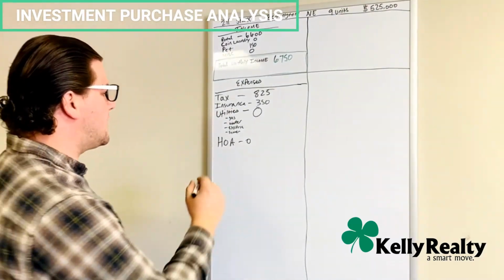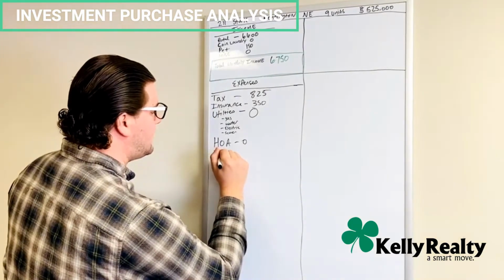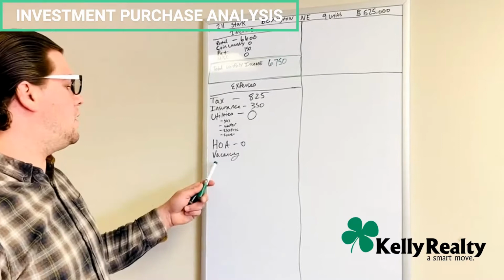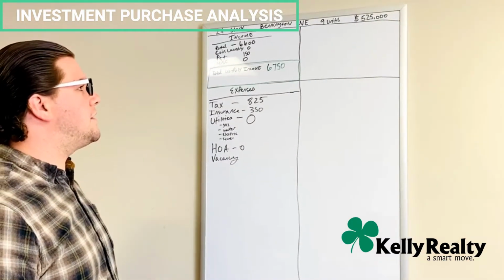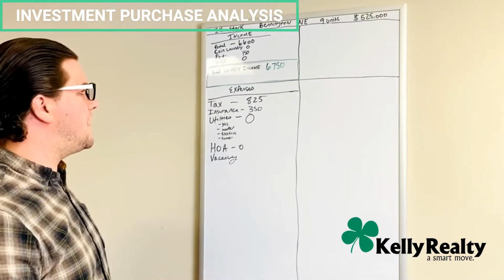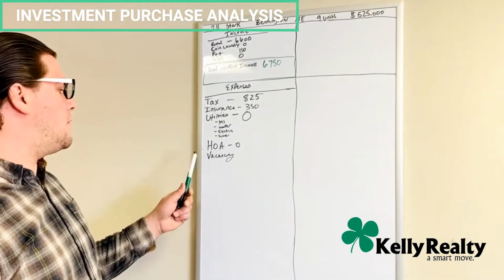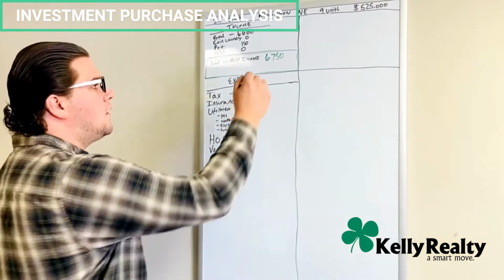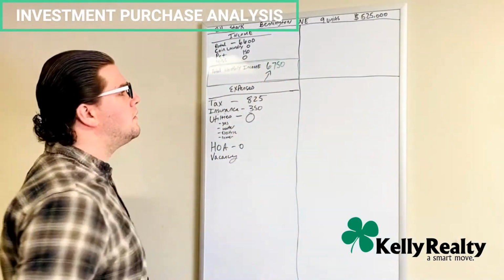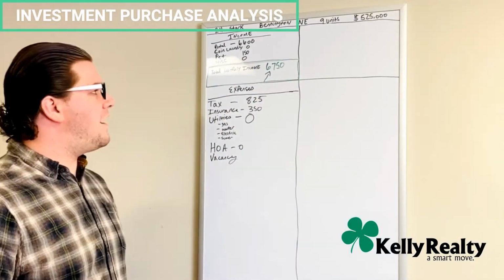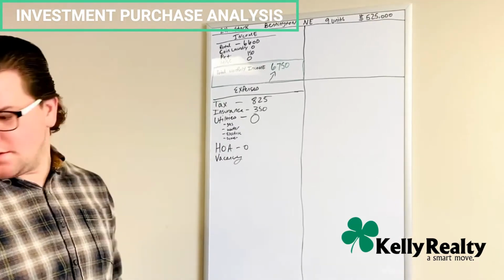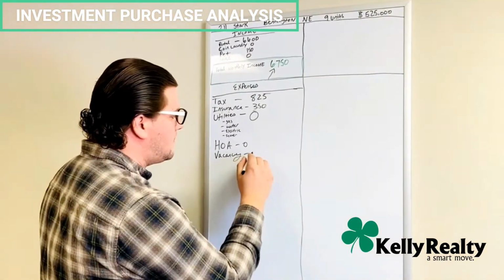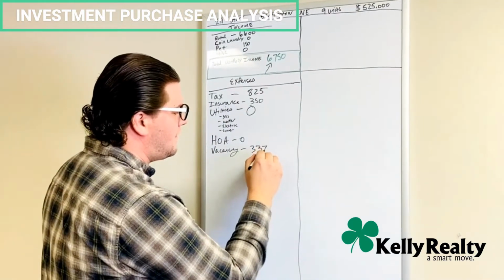Another expense to consider is vacancy. So this is time while the units are not rented. If someone moves out, there's a little bit of vacancy. In our market, we usually take vacancy as 5% of this number. And 5% of $6,750 is $337 a month.